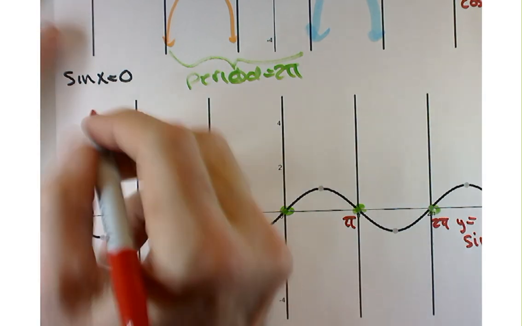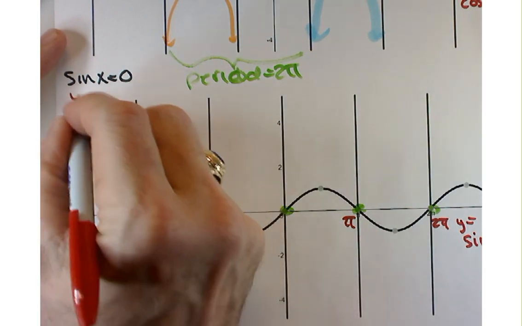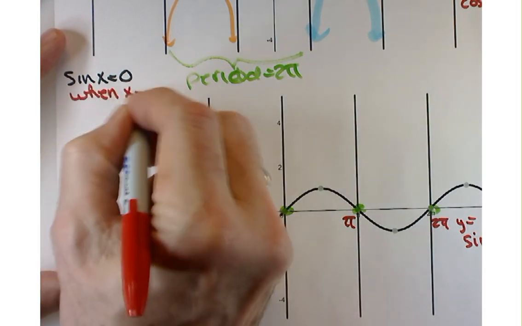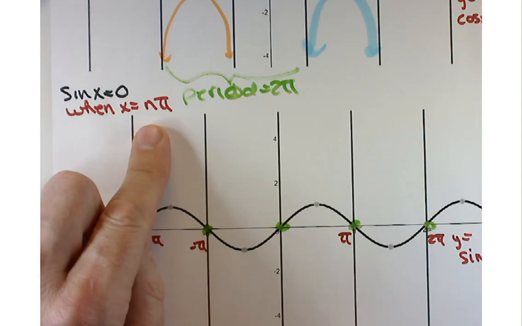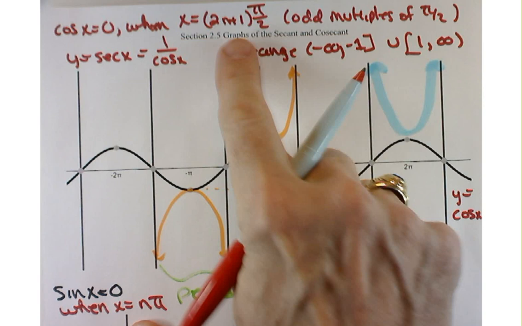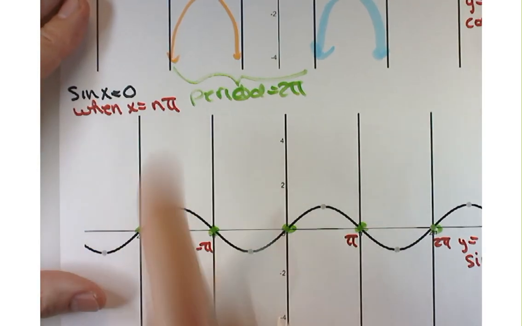At pi n. Yeah, at multiples of pi. So when x equals some multiple of pi. Here, up here, and up here, I'm assuming that n is an integer. Numbers like 1, 2, 3, 4, 5, or negative 1, negative 2, negative 3, negative 4, negative 5, etc. So n is an integer.